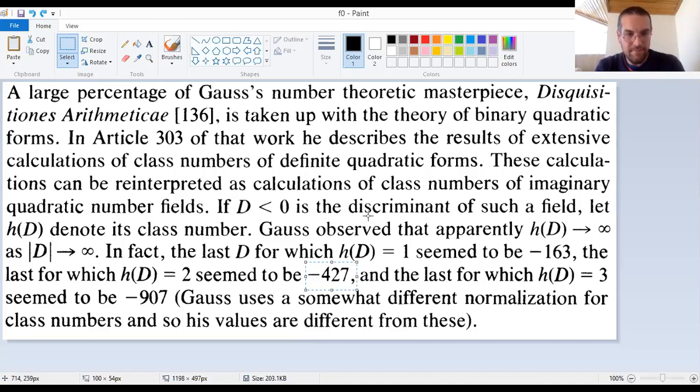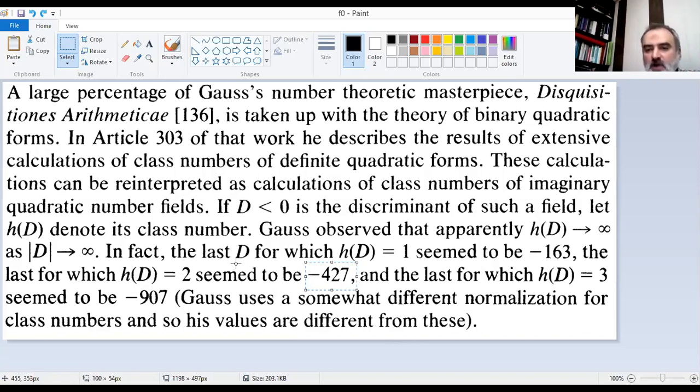Okay. All right. So what Gauss observed is that apparently the class number of these imaginary quadratic fields goes to infinity as the discriminant goes to infinity. I mean the absolute value of the discriminant, because the discriminant I'm assuming is negative. So what he has recorded is that the last number for which the class number is 1 in Gauss's recording has to be negative 163, and the last one that he records as having class number 2 is negative 427, and the last for which the class number is 3 is negative 907. So these are some examples of small class number calculations.